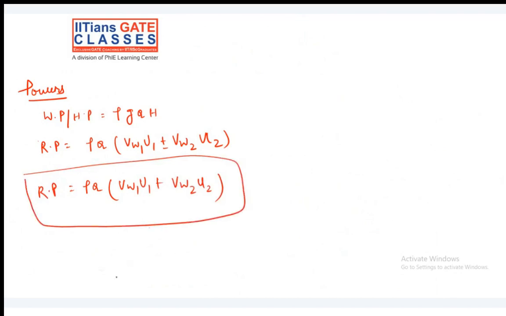Moreover, I need not write U1 and U2 separately, because U1 is equal to U2 and this is equal to U. So I can now write runner power as rho Q into (VW1 plus VW2) multiplied by U. Okay, so runner power we knew. Now, what is your shaft power? Shaft power is runner power minus mechanical losses.